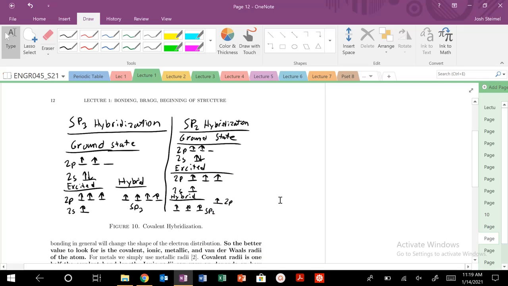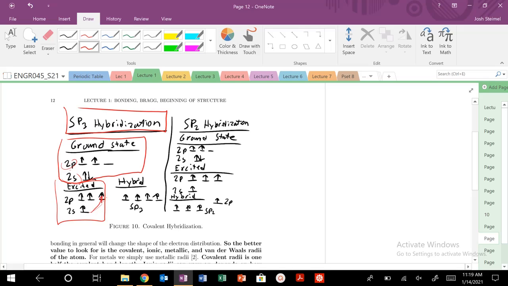So for sp3 hybridization, you have this ground state right here. You have 2 electrons, Pauli exclusion principle, in your 2s orbital, and 2 in your 2p orbitals. One of those electrons from the s orbital is promoted into the 2p orbital. So it jumps up into here, as you can see right here. So this is the excited state.